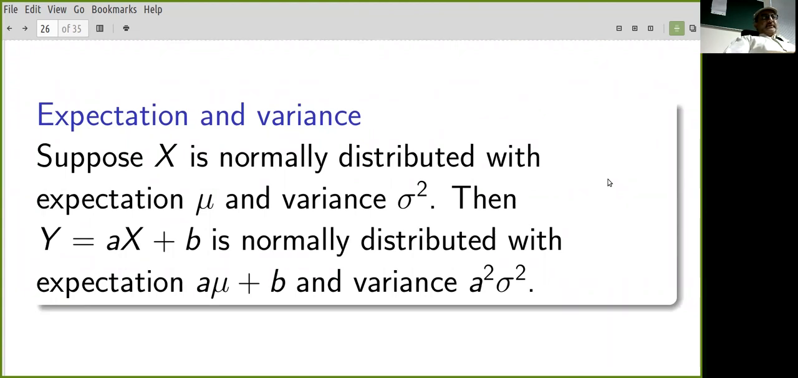Now, a useful result. If X is normally distributed, it has expectation mu and variance sigma squared. Now Y equals aX plus b, that's a new random variable. It turns out that it is also normally distributed, and it has an expectation a mu plus b, and a variance a squared sigma squared.